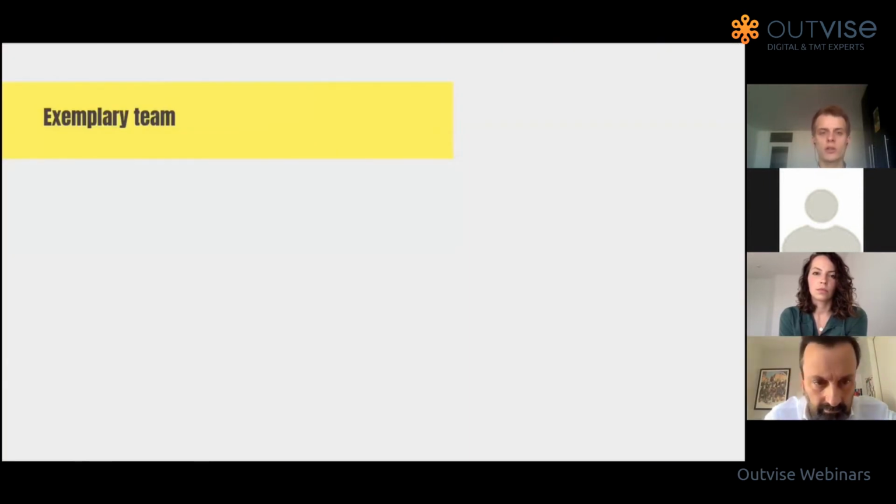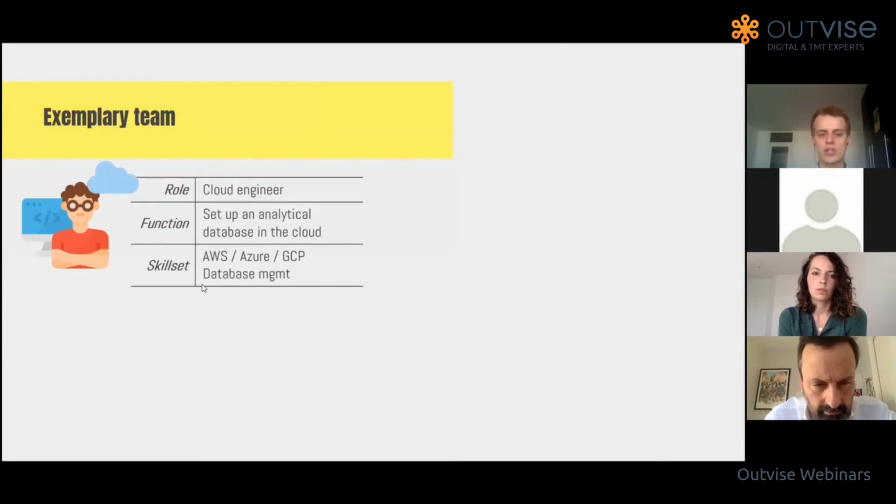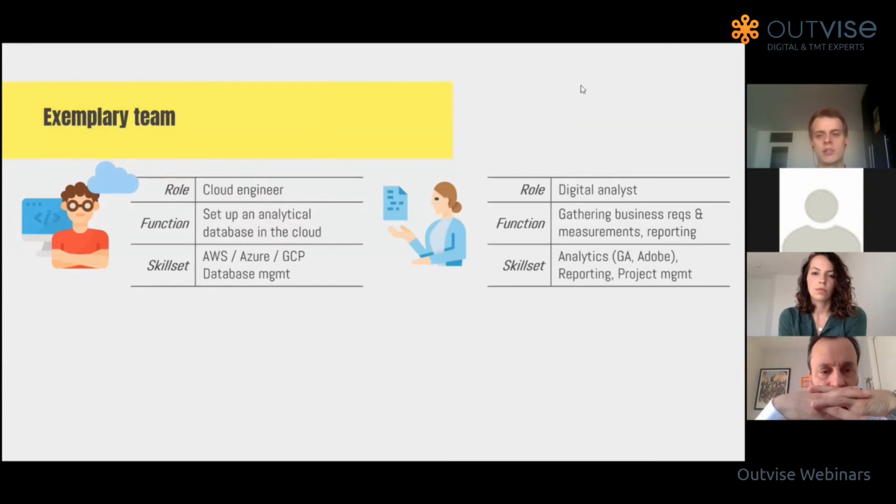Well, you need a couple of people to execute this kind of project. You need a cloud engineer that would set up an analytical database for you that works with AWS, Azure, Google Cloud, and knows about database management. You would need a digital analyst that would gather business requirements, measurements, do the reporting, that would work with analytical tools, and would know something about project management.